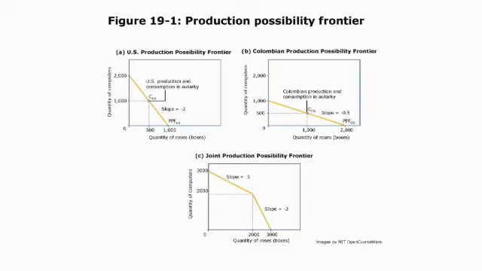Consumers in Colombia consume 500 computers and 1,000 boxes of roses. Now, the key point is that both the US and Colombia can be better off if we introduce trade. And how is that? Well, if we introduce trade, then each country can specialize in their comparative advantage. Trade allows for specialization. Okay? That is the key advantage of trade.